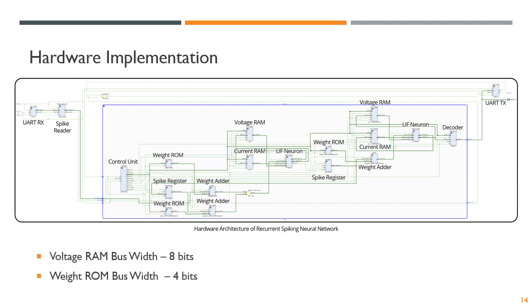The FPGA hardware implementation was done using Vivado and the VHDL hardware description language. The architecture of the developed hardware design is shown here. Since this is a recurrent spiking neural network, we can see recurrent connections between the middle layer and the previous hidden layers.